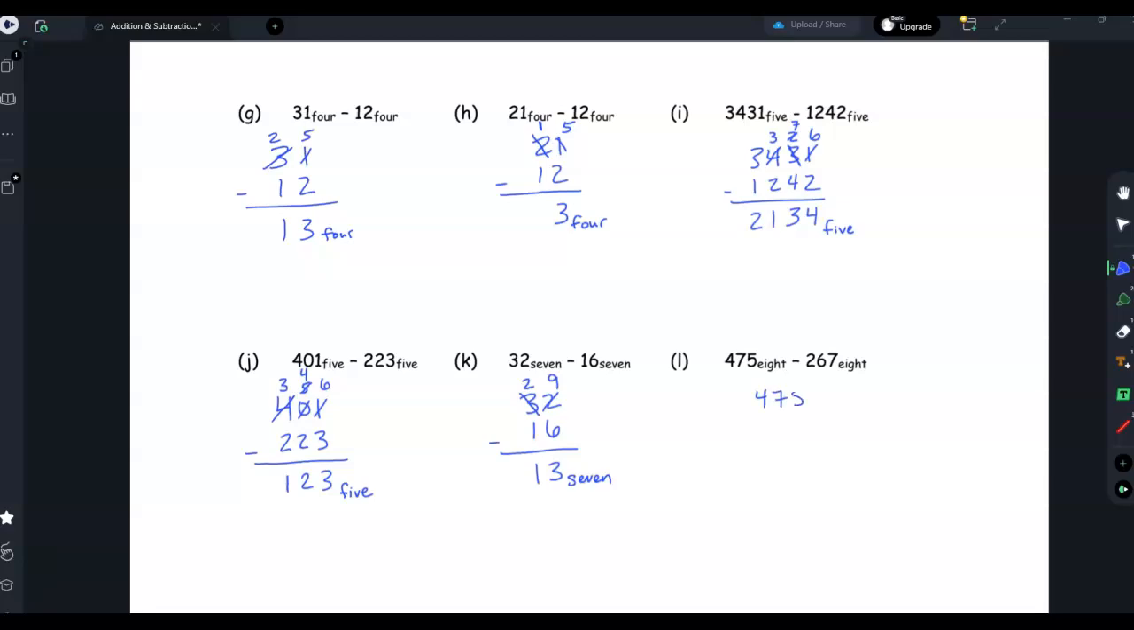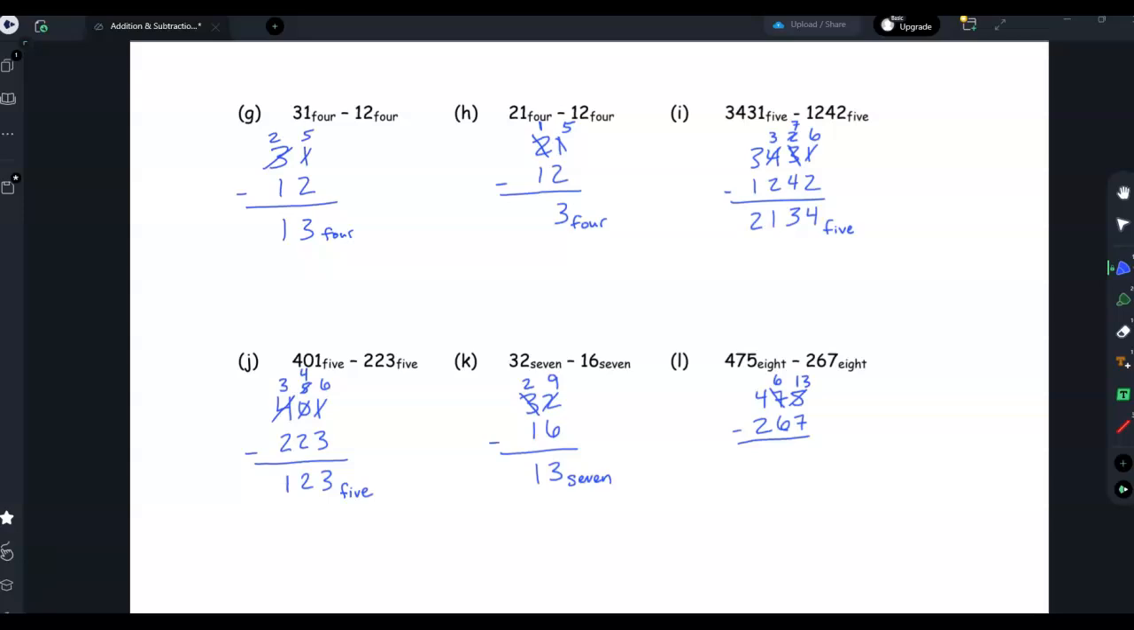Finally, let's go to base 8. My rightmost column cannot be done with a positive answer, so I'm going to exchange one of the rods that I have in that middle column, which is going to give me 1 fewer. But now, since I'm in base 8, my rods are worth 8 units. So that would give me 8 more in the 1's place, plus the 5 I already had is going to make that 13.